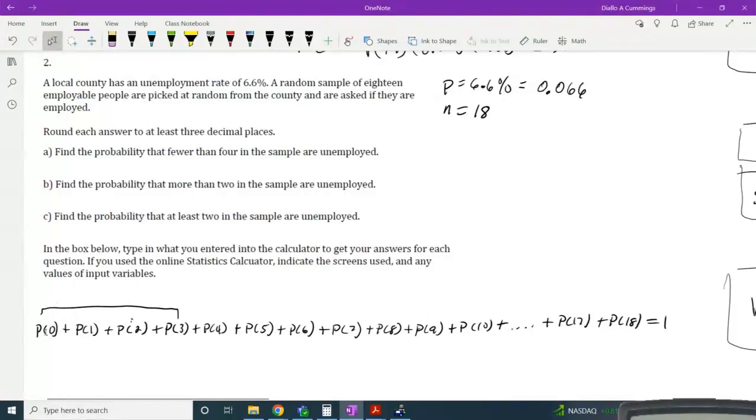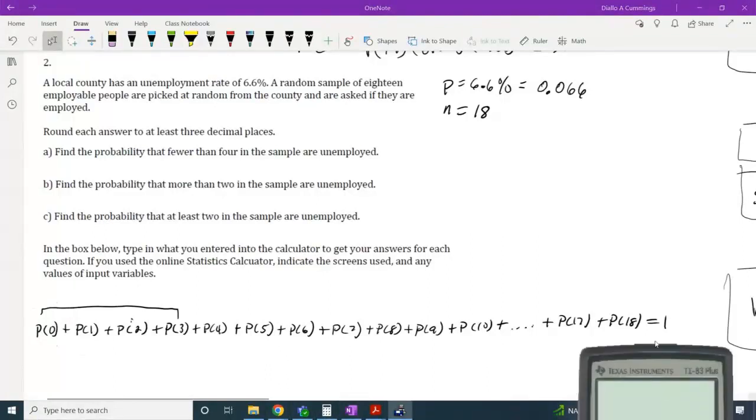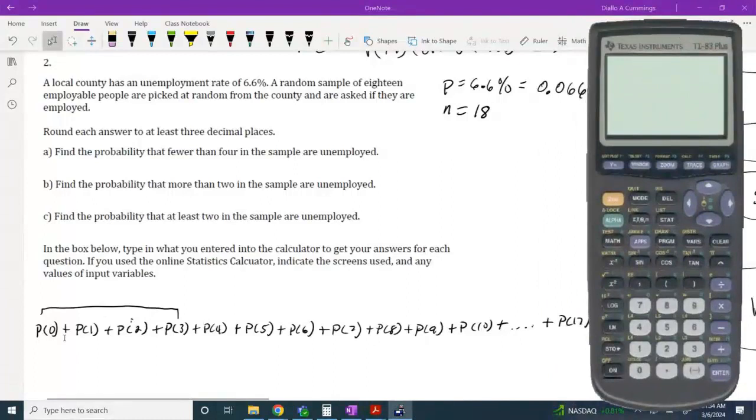Now I can do them one at a time. I can find the probability of 0 in the calculator using the binomial PDF, then exactly 1, exactly 2, exactly 3, and then add all 4 of those up. Or I could use the binomial CDF, and since it's cumulative, it's going to give me the probabilities of all of those things from 3 to 0 added together. So for A, I'm going to use the binomial CDF.